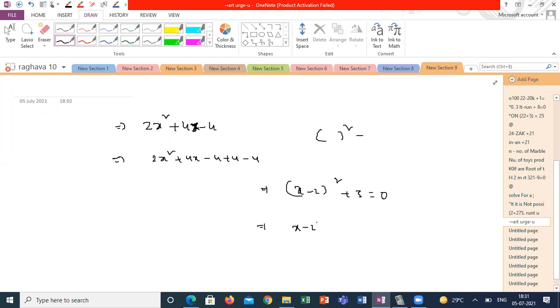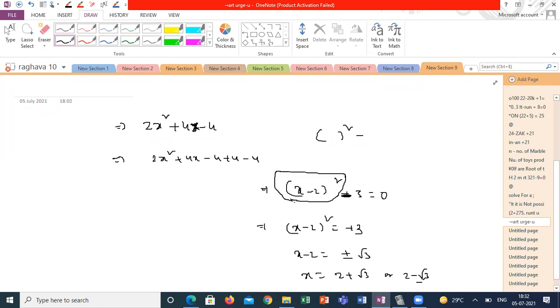My x minus 2, sorry, this is minus 3. X minus 2 whole square is plus 3. X minus 2 is equal to plus or minus root 3. So my x is equal to 2 plus root 3 or 2 minus root 3. This is the reason: if I am able to write an expression in the form of a perfect square, it will be easy to solve for x value.